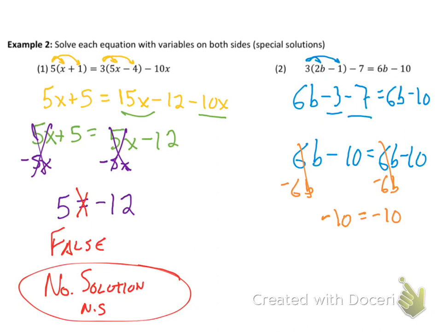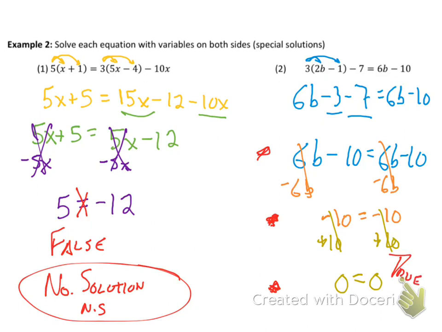And then if I add 10 to both sides, I'm going to get 0 equals 0. So you could have stopped here, here, or here, because you'll notice that the left-hand side is exactly the same as your right-hand side. 6b minus 10 equals 6b minus 10. Negative 10 is the same thing as negative 10. 0 is the same thing as 0. So this is always going to be true.